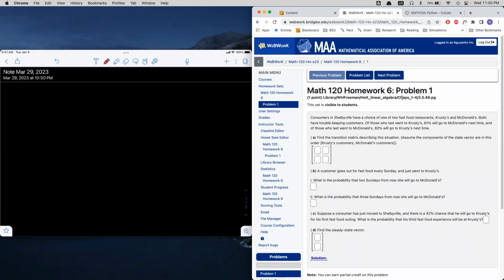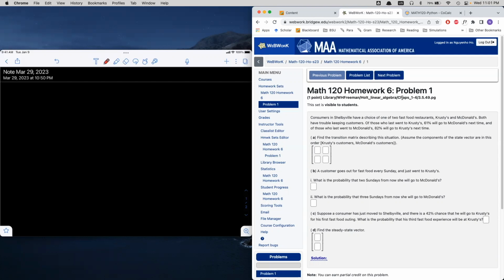All right, so problem 1, the consumers in Shelbyville have a choice of one of 2 fast food restaurants, right? The Krusty's and the McDonald's. Both have trouble keeping customers. Of those who last went to Krusty's, 61% will go to the McDonald's next time. And of those who last went to McDonald's, 82% will go to Krusty's next time. So this, again, is the Markov chain model, right? So we just have 2 different states or 2 different restaurants in this case, Krusty restaurants and McDonald's restaurants.